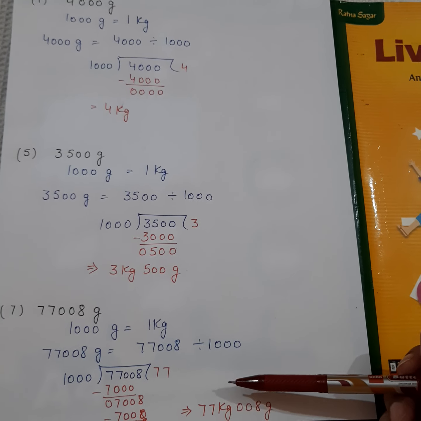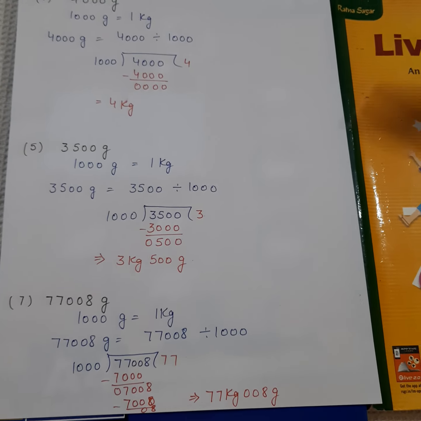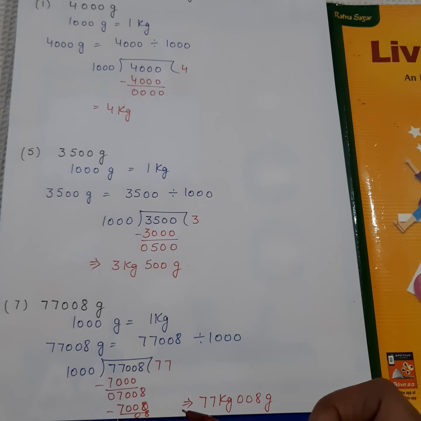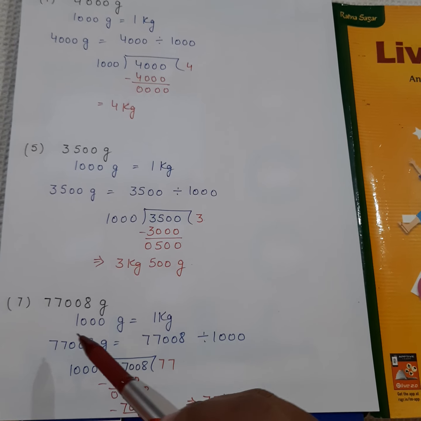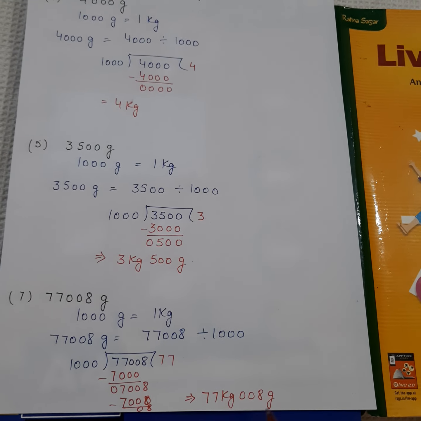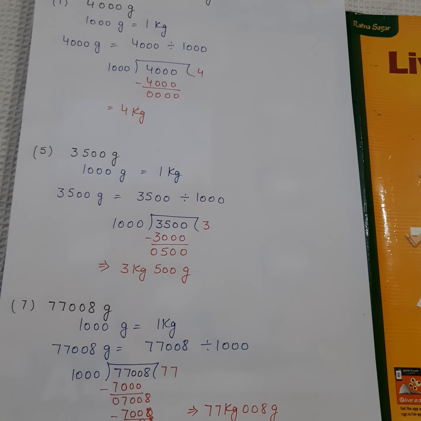We are taking 008. Why? Because in gram you can see 3 zeros are there. Up to 3 place we have to take the number. So that's why I am taking 008. So this is the answer.